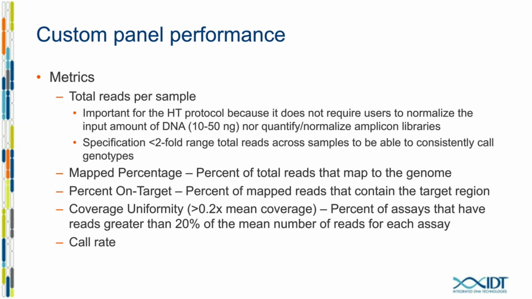Mapped percentage, so the percent of total reads that map to the genome. Our percent on target, so this is the percent of mapped reads that contain the target region. Coverage uniformity is a very important metric, and 0.2x of the mean coverage is a common metric that we see used and we use ourselves. This is the percent of assays that have reads greater than 20% of the mean number of reads for each assay. And at the end of all this, we just want to be able to call our genotype, so we also look at our call rate.